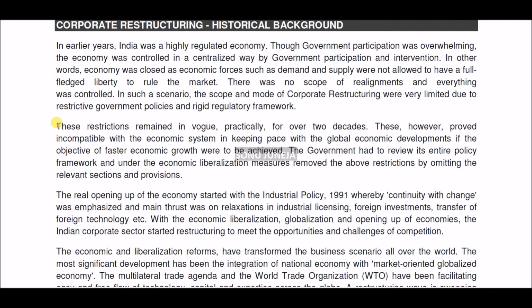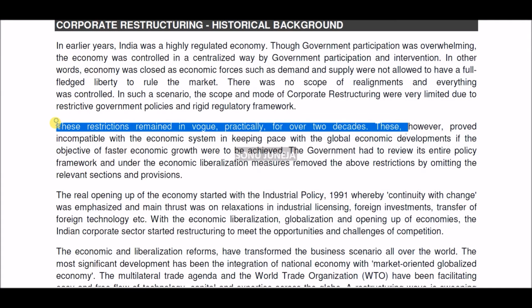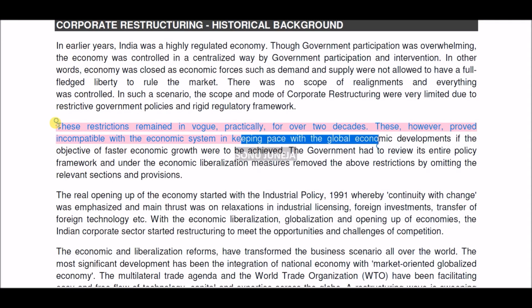Foreign technologies had to be brought in because, by the end of the day, if we look at the domestic pace and the international pace, internationally things are working far better with respect to the economy than in the Indian domestic market. These restrictions remained in vogue practically for over 2 decades. However, they proved incompatible with the economic system, and were not proper for keeping pace with global economic developments.